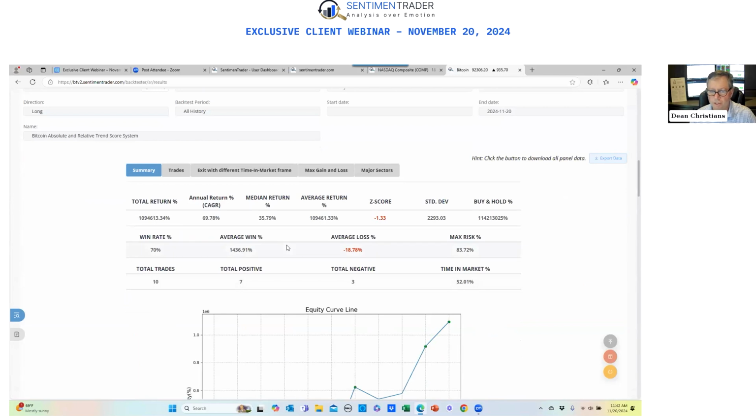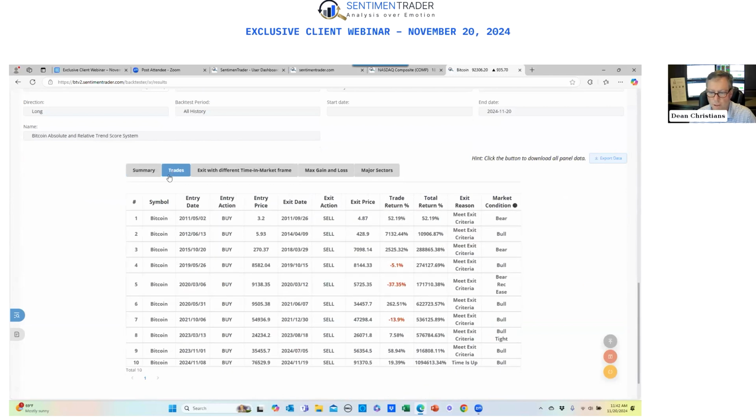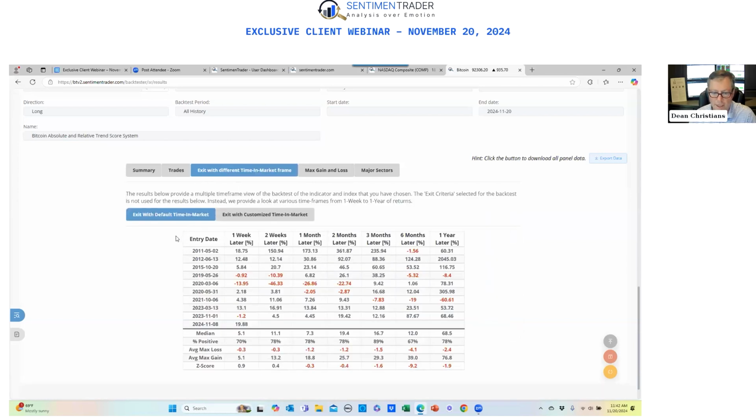This one I didn't use a stop loss in here, I don't think I did. Let me make sure I didn't. Yeah. So with Bitcoin, you probably want to put a stop loss in there, right? These were all just met the criteria, but you could use that exit with different time frames. You can see 3 months later, it was up 89% of the time.